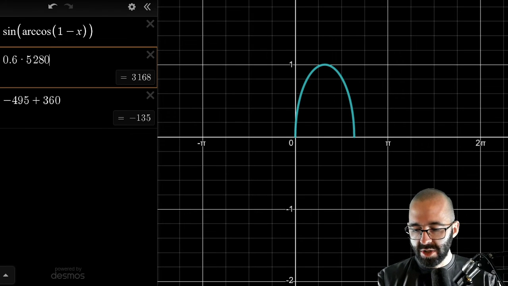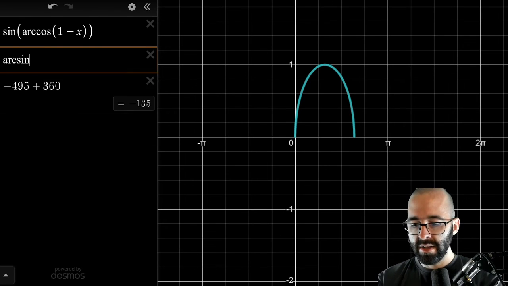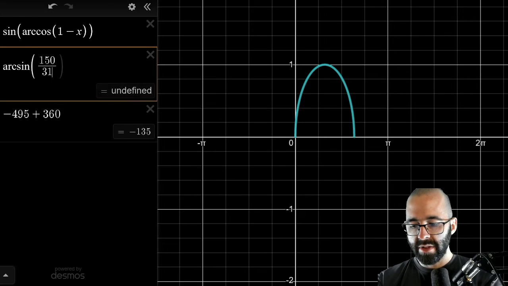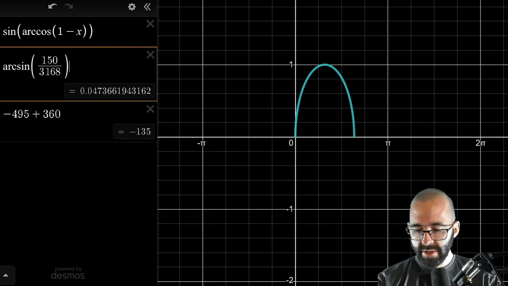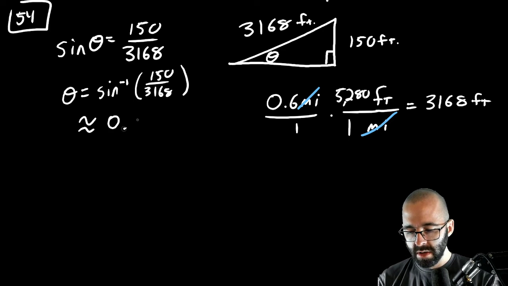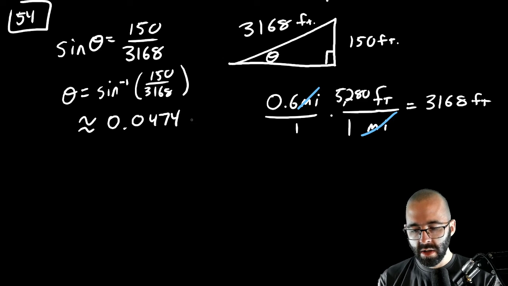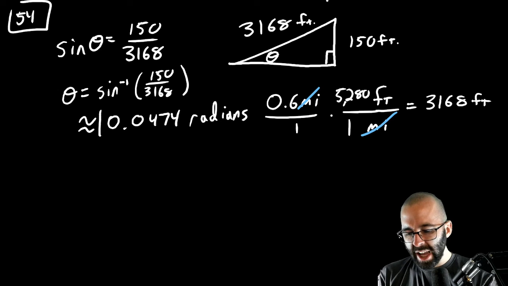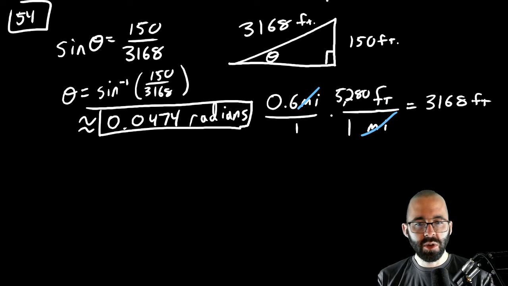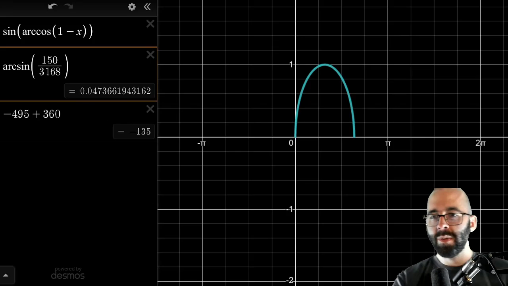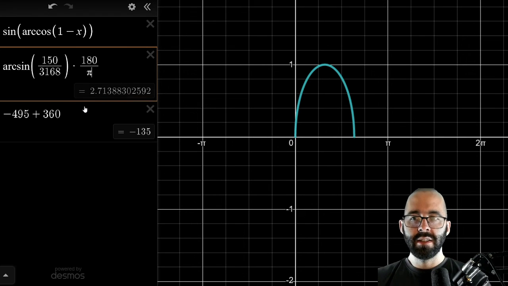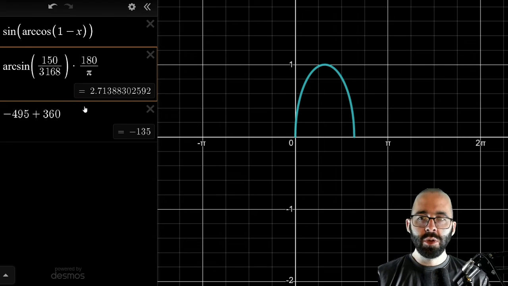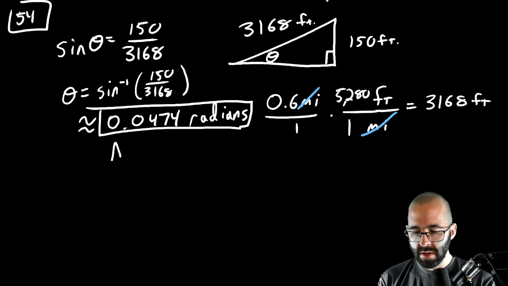We're going to get an approximation here. The arc sine of 150 divided by 3168 is going to be about 0.0474. Remember, that's in radians. And that's an okay answer, but when we're talking about the physical world, a lot of times degrees are going to be better. So let's convert that to degrees. Multiply by 180, divide by pi. It's going to be about 2.71 degrees.